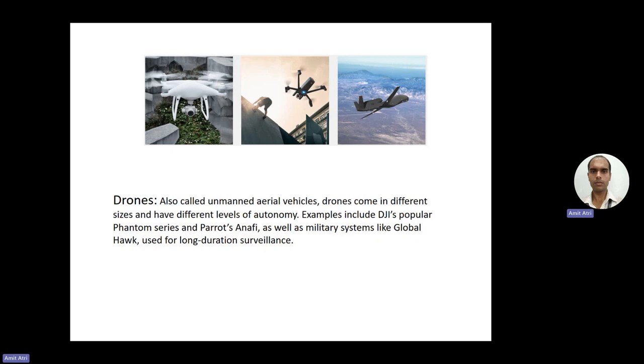The intelligent drones are fully autonomous. They don't need human controlling. Some of the robots are semi-autonomous; they need some extent of human controlling. Examples are DJI's popular Phantom series and Parrot's Anafi, as well as military systems like the Global Hawk that is used for long duration surveillance.